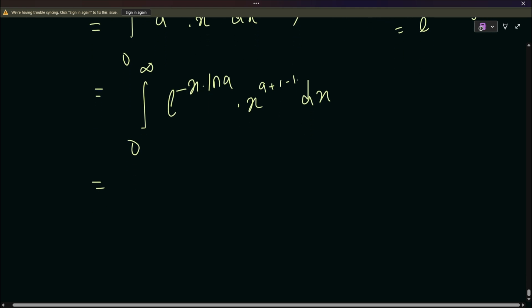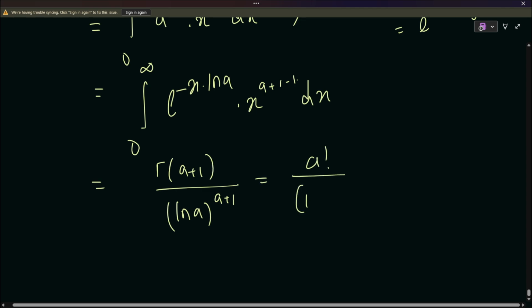So now simply this would be nothing but gamma of a plus 1 divided by ln a to the power a plus 1. Or if a is a natural number, you can simply write a factorial by ln a to the power a plus 1, given that a is a natural number. So this completes another example.